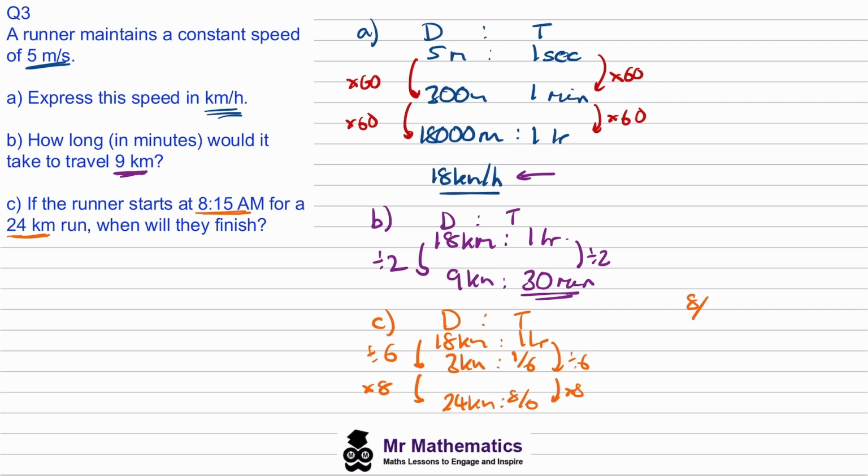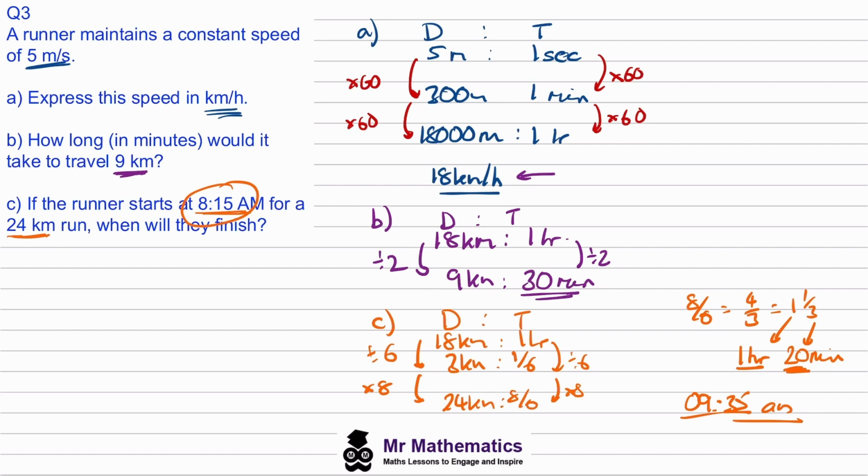And we know that 8/6 is the same as 4/3, which is 1 1/3. So we've got 1 full hour here. And a third of an hour is 20 minutes. So if we start at 8:15, we'll add the hour and we'll get 9. And the 20 minutes will give us 9:35. So we'll finish at 9:35 a.m. How did you get on with that?